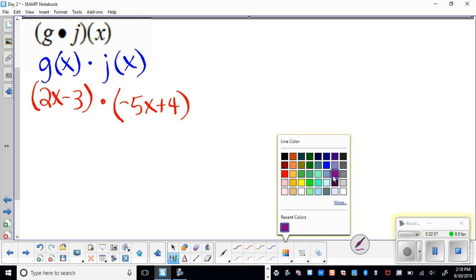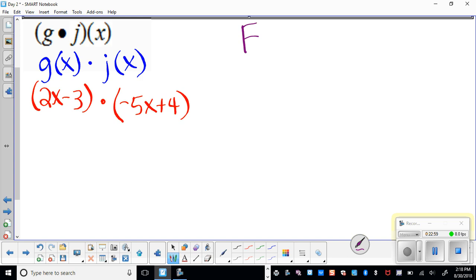All right, so FOIL stands for first, outer, inner, last. So I think we're at algebra 1. So we have our first, we multiply first by first. The first 2 in each parentheses. 2x times negative 5x is, what's 2 times negative 5? Negative 10, and then we have x times x, x squared. All right, so my f is done.